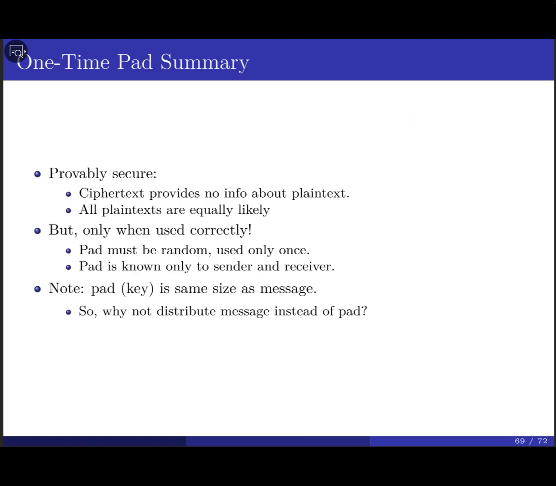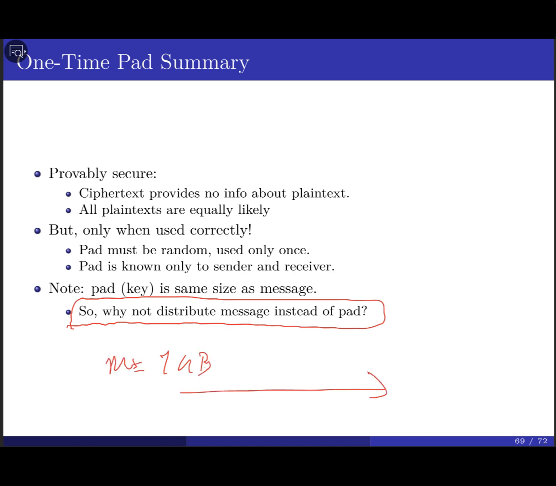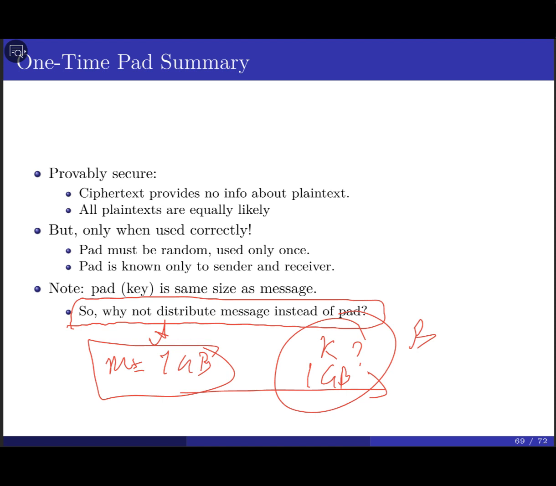And the most important thing here, why we don't use this mostly in practice: someone might ask, why not distribute the message instead of the key used to encrypt it? Because remember, for a 1 gigabyte message, you would have to securely send a 1 gigabyte key first. If you manage to do that, why are you wasting your time? Send the message securely, and every time you want to send a message, do the same thing you used to exchange the key.